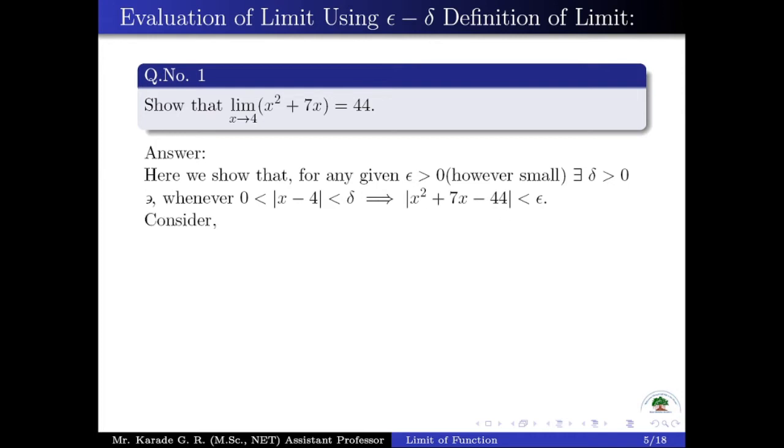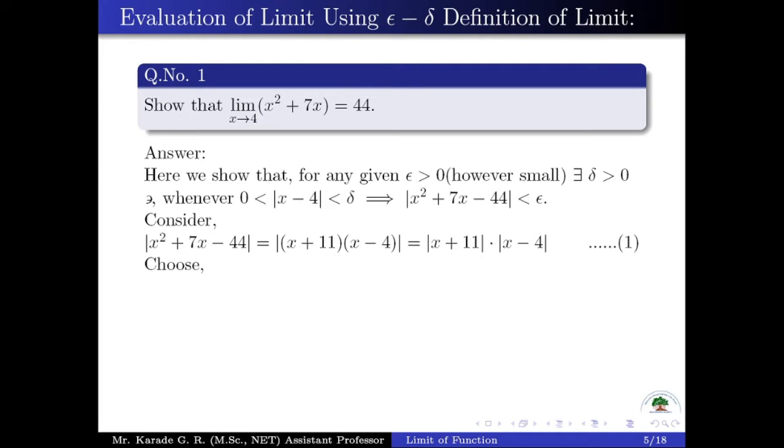Consider this part first: mod of x square plus 7x minus 44. This is a quadratic polynomial, therefore it has two factors. I will write these two factors in modulus. The first factor is x plus 11, the second factor is x minus 4. By the property of modulus, we can separate the modulus for each factor. So this is mod of x plus 11 into mod of x minus 4. Let us call it the first statement.